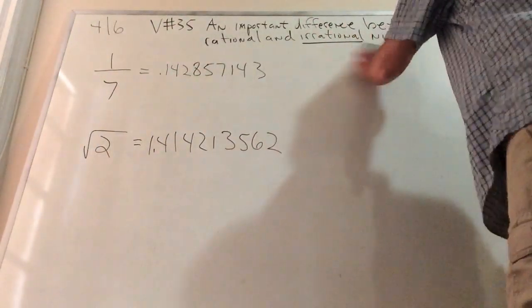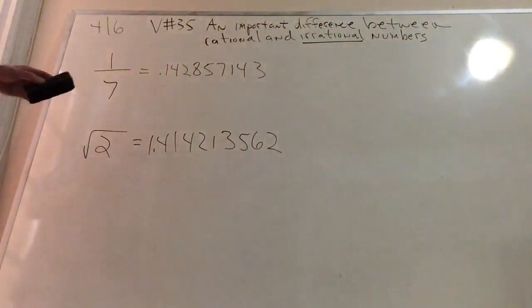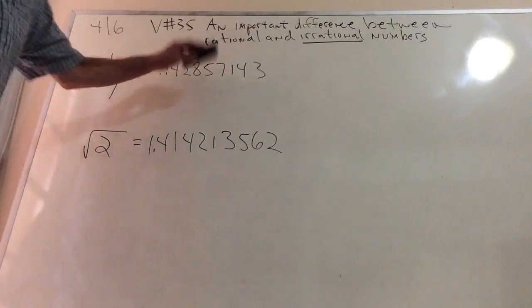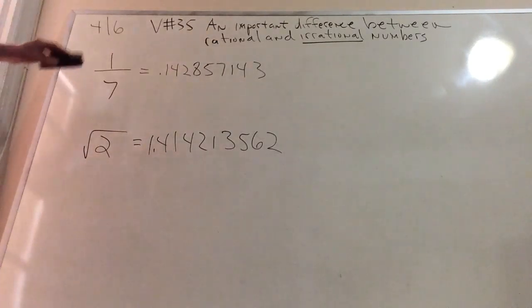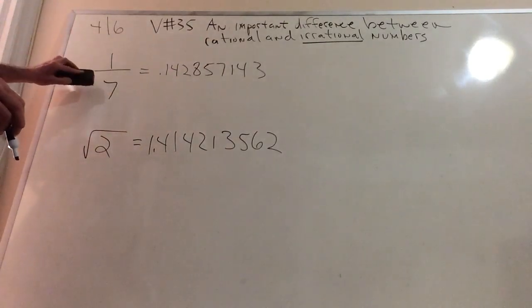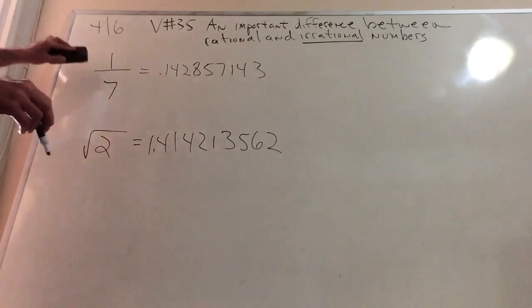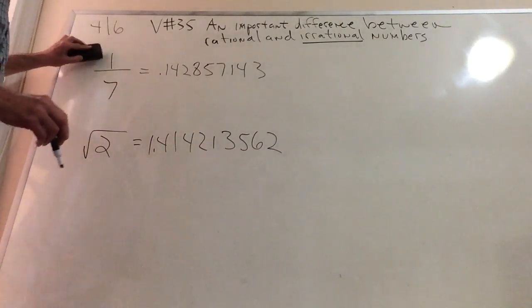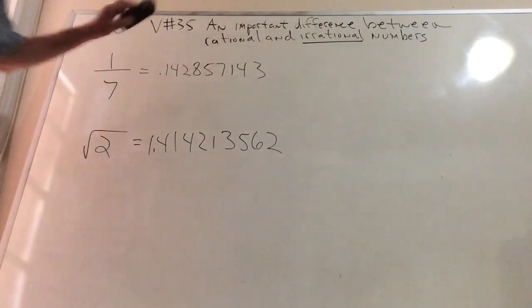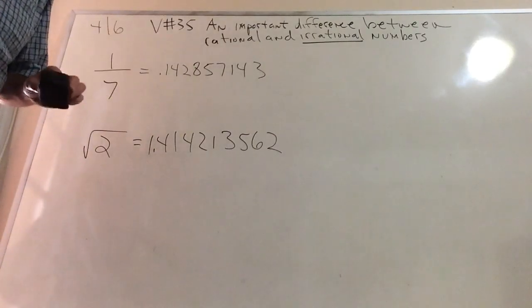So you might ask, why did I choose 1 over 7? Well, I chose 1 over 7 because that's a long repeating decimal. And it turns out that any number divided by another number, or in mathematical terms, any integer divided by another integer, must form a repeating decimal.